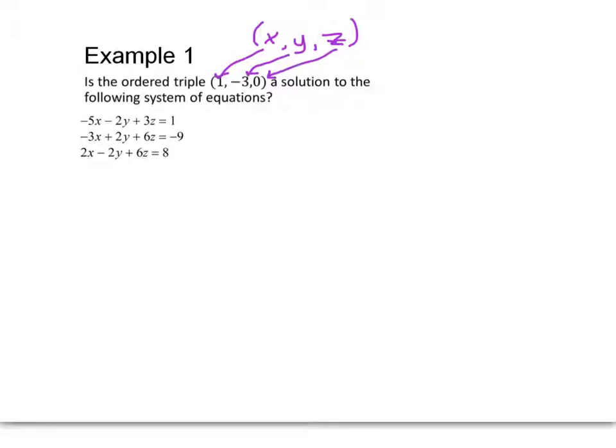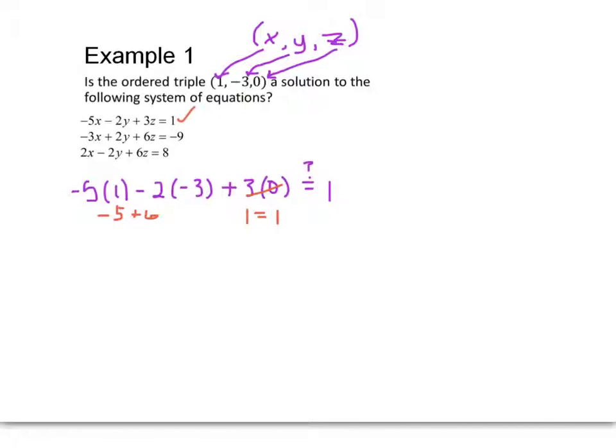So we need to plug these in. On the first equation, negative 5 times x, which is 1, minus 2 times y, which is negative 3, plus 3 times z, which is 0. We're trying to figure out if that equals 1. We don't know yet, so we have to work this out, and you can use a calculator if you want. The 3 times 0 goes away, and negative 5 plus 6 gives us 1, which does equal 1. So the first equation checks out. It works to have 1, negative 3, and 0.